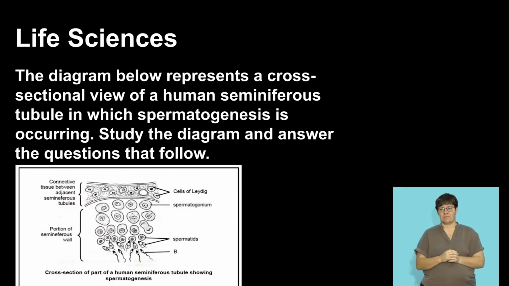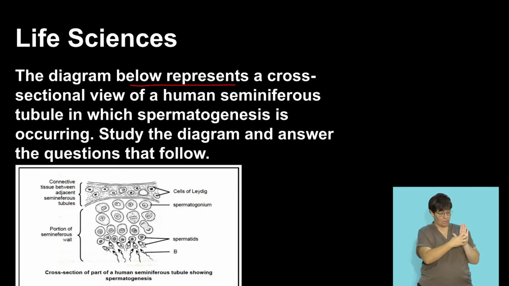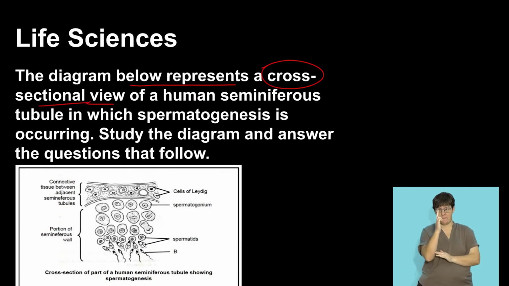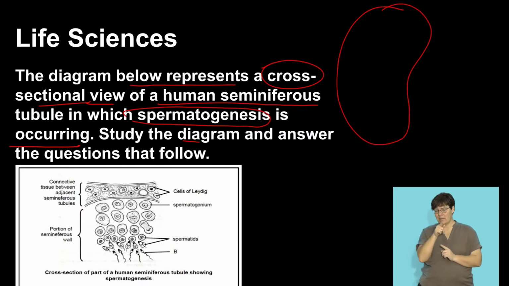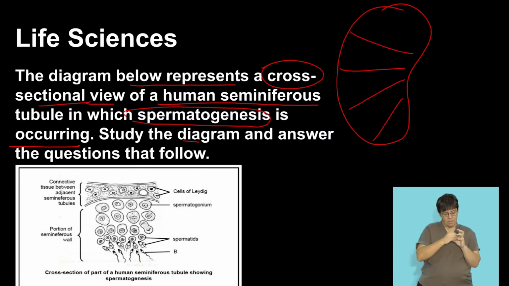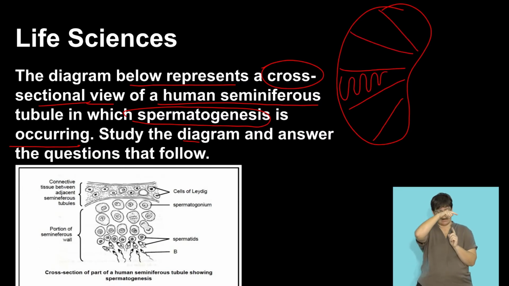Okay, let's continue with a few more questions on the male and female reproductive system. The diagram below represents a cross-sectional view of the human seminiferous tubule in which spermatogenesis is occurring. Study the diagram and answer the questions that follow. Just to give you context, again, we're referring to the seminiferous tubules. If I help you recollect, if we take a section through the testes, we've got these lobes, and in these lobes we've got several coiled tubes. These coiled tubes are the tubes in which spermatogenesis occurs.